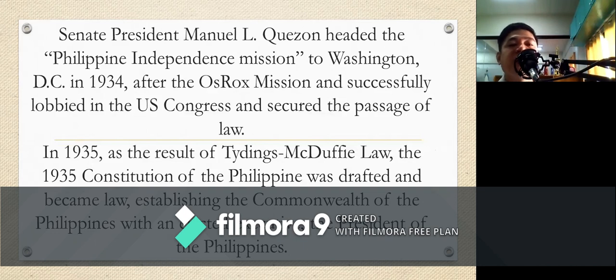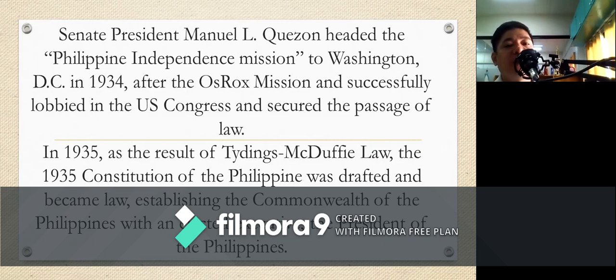Senate President Manuel Quezon headed the Philippine Independence Mission in Washington, D.C. in 1934. After the Osrox mission successfully lobbied in the U.S. Congress and secured the passage of the law, in 1935, as a result of the Tydings-McDuffie Law, the 1935 Constitution of the Philippines was drafted and became law, establishing the Commonwealth of the Philippines with an elected executive and president of the Philippines.